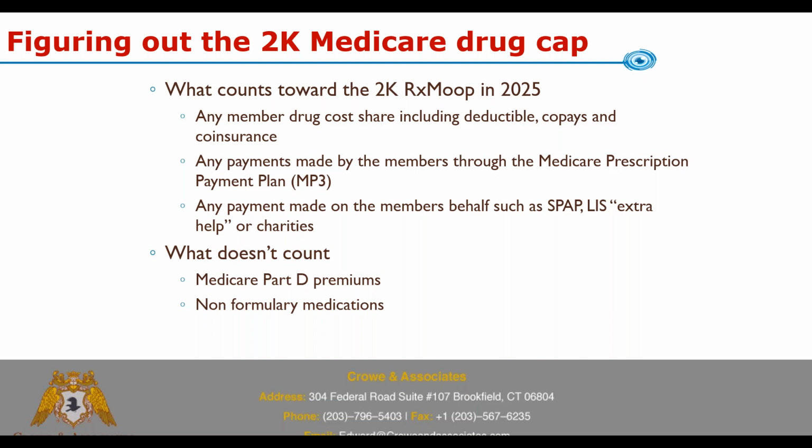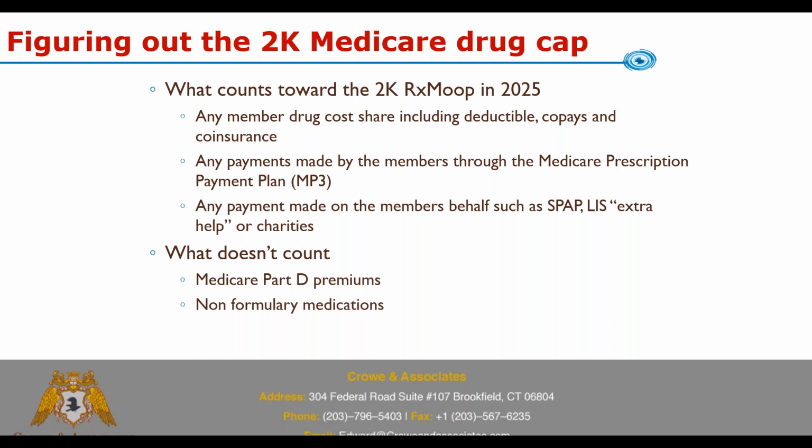So what doesn't count? Their Medicare Part D premium, whether it's a standalone plan or the premium associated with an Advantage plan. If an Advantage plan, for example, had a $50 premium and the carrier had deemed that 15 or 20 of that a month was drug premium, regardless, it won't count. So premiums do not count towards the $2,000.